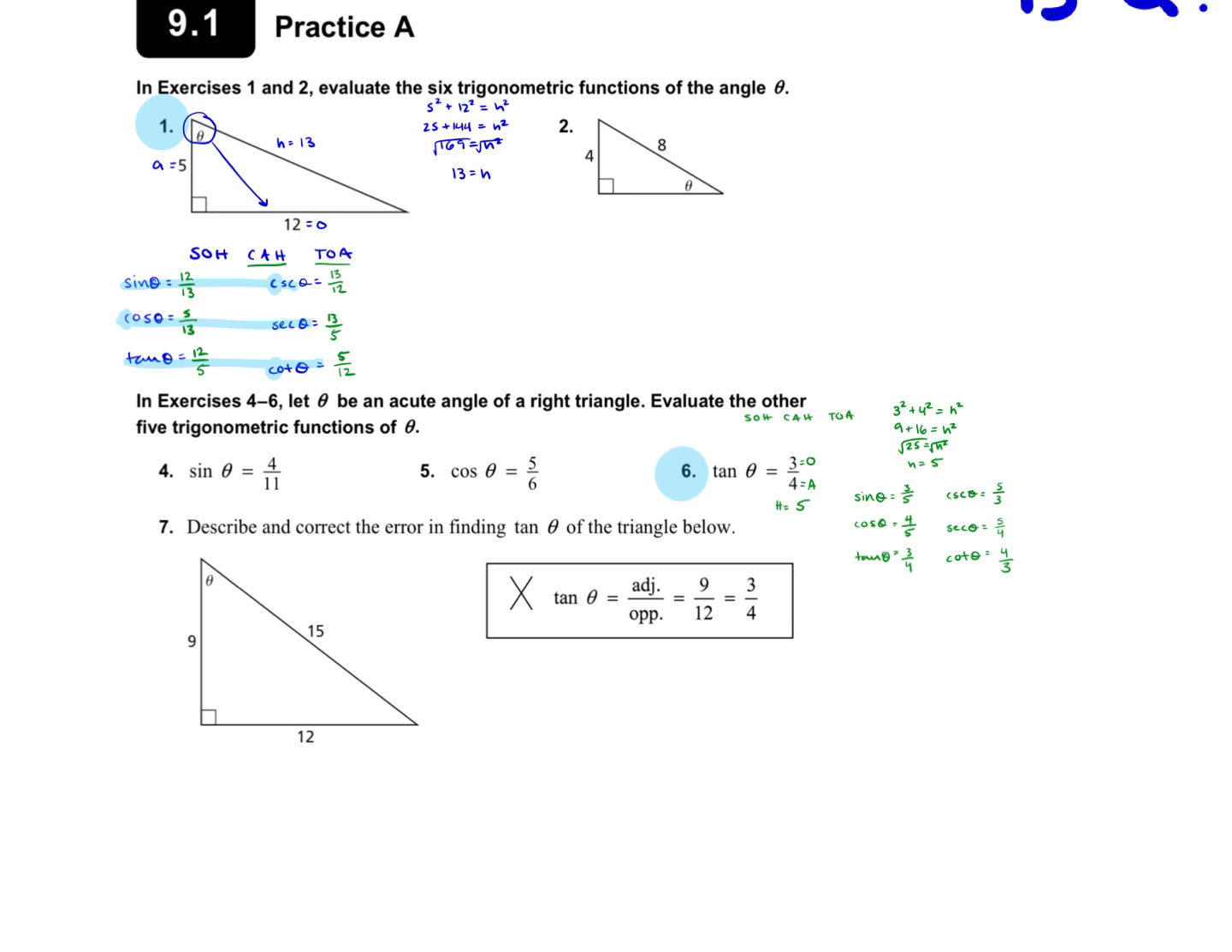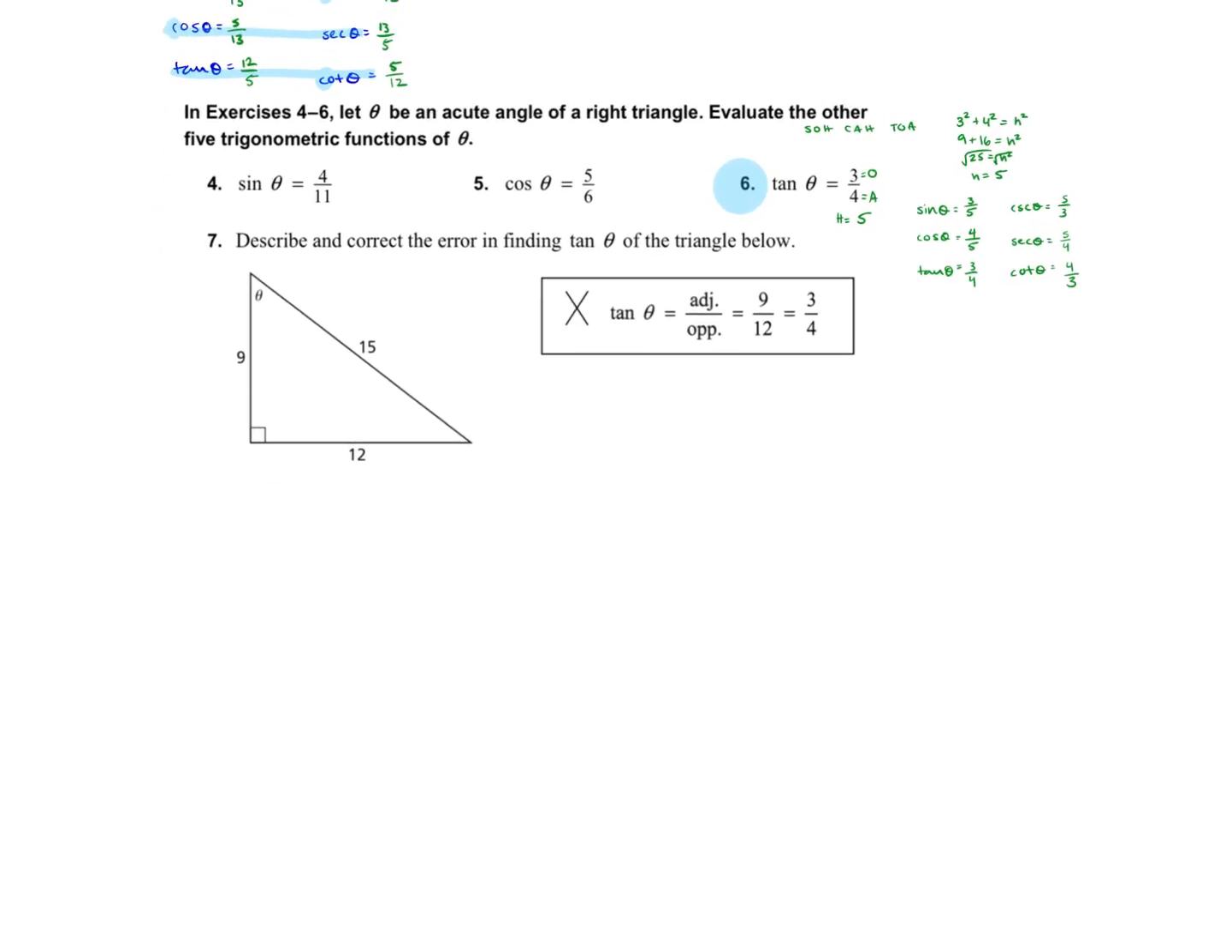One more that I want to do, I think it's a 9.1, that's not on the review, is a special right triangle one. So let's say we were given a right triangle and our angle down at the bottom was 60, and we were given that opposite of 60 is 5, and we're asked to find x and y.